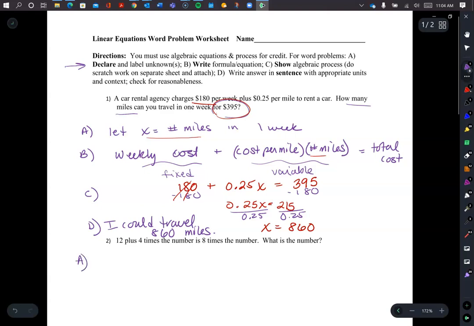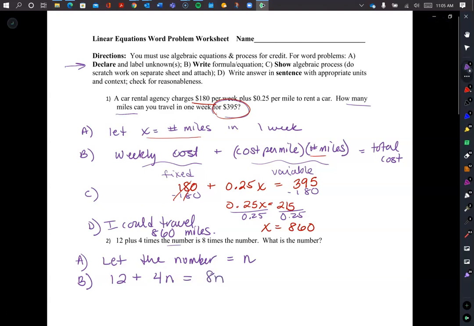So 12 plus 4 times the number is 8 times the number. What is the number? So I would say let the number equal, you could say X or N. I'm going to say N because that's pretty typical with these. And then I'm just going to take this phrase and translate it to have my words be symbols. My numbers are already in there. So I would have 12 plus 4 times the number is N, would be equals, and then 8 times the number, remember 8 times N, so I just write 8N.